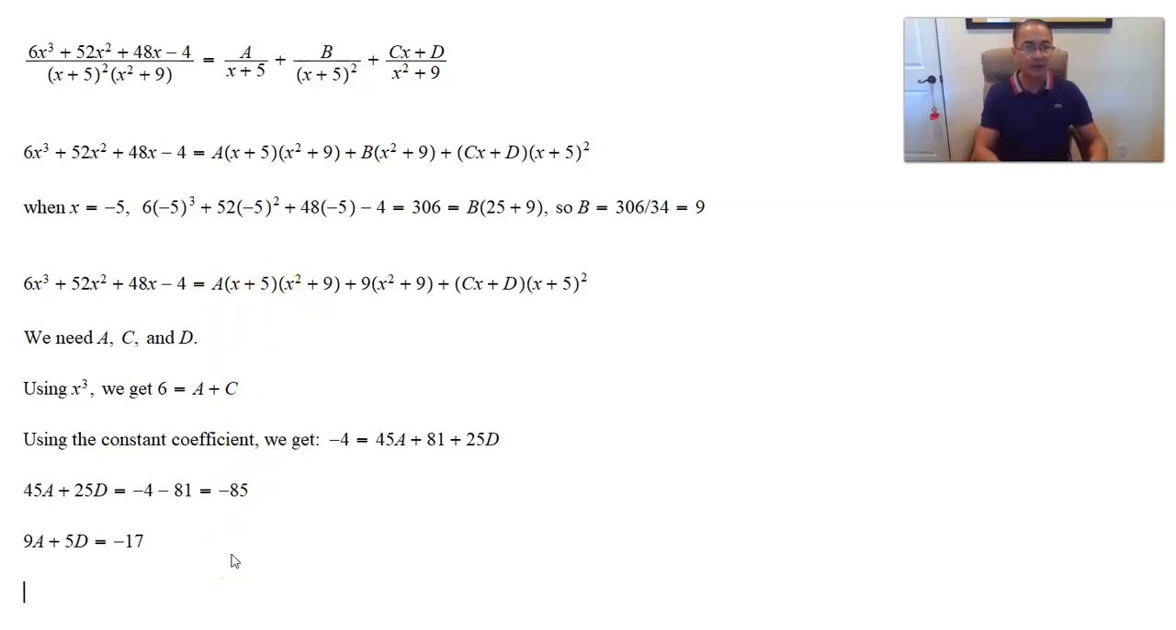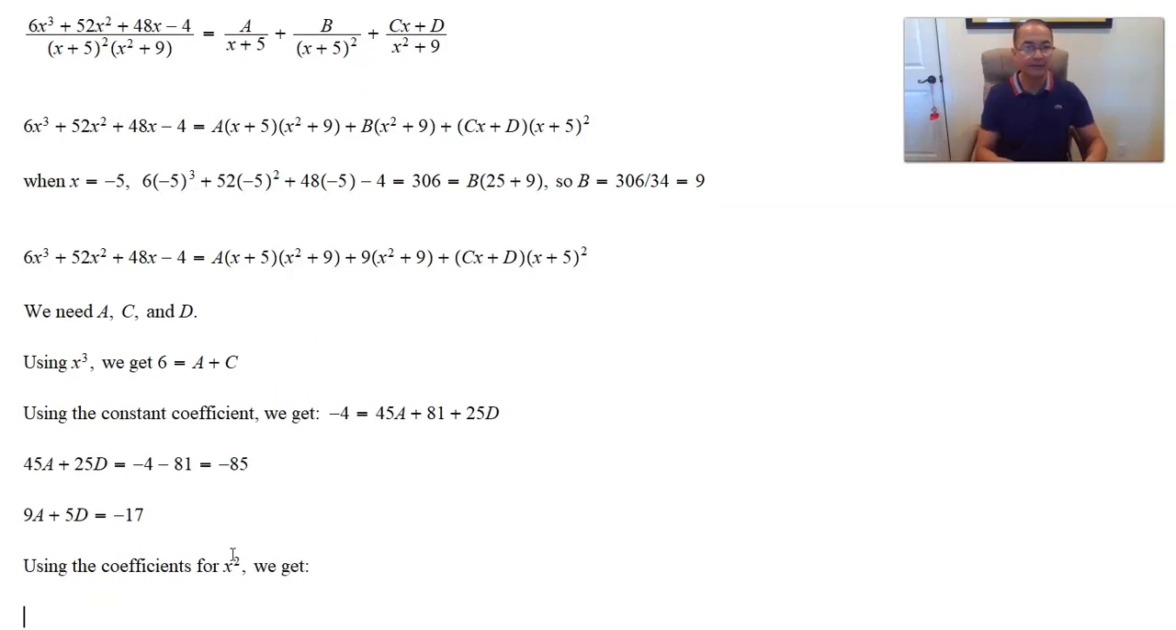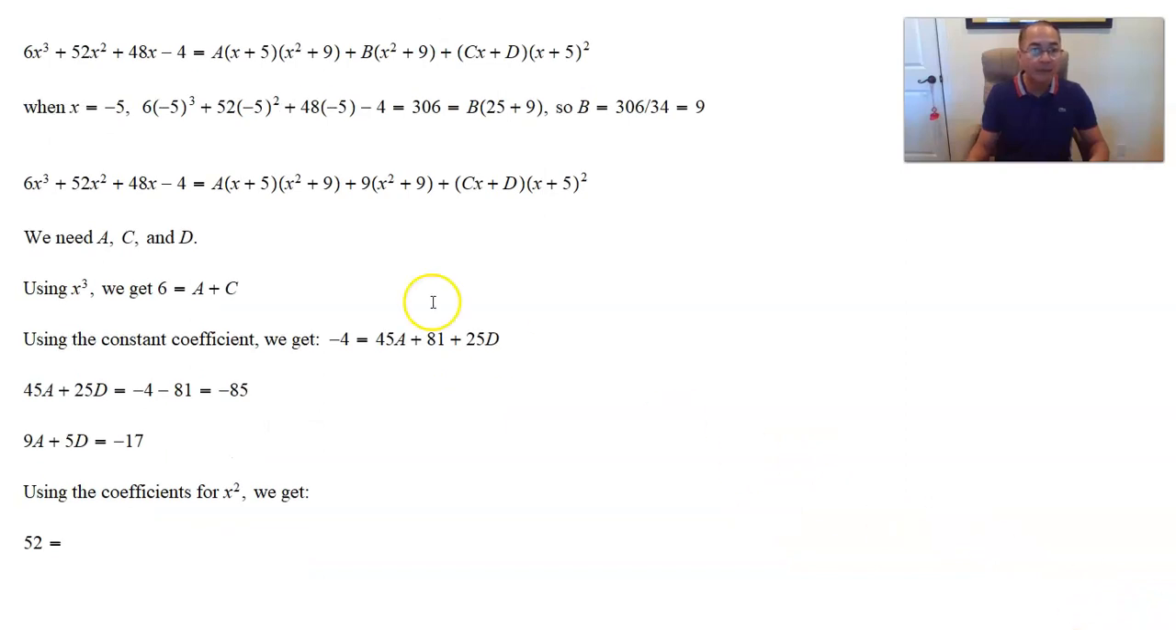Okay, using the coefficients for x squared, we get 52 on the left. Let's get some more space here. And on the right, we said we only get 5x squared for the first term, so we get 5a. Okay, there's still that a, so it's not just 5, it's 5a. And then we have a b here, plus bx squared.